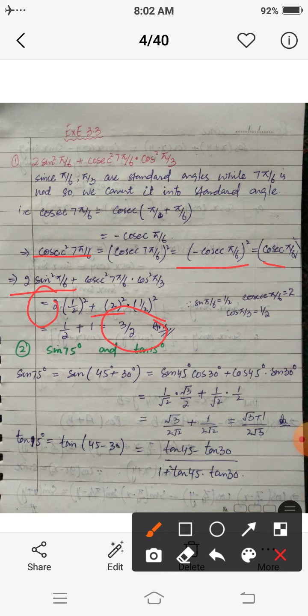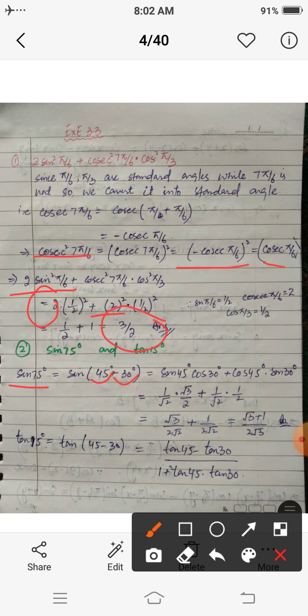Now the second one: we have to find the value of sin 75° and tan 15°. You know that 75° is not a standard angle. We first convert this 75° into standard angles, which are 0°, 30°, 45°, 60°, 90°. So this 75 can be written as 45 + 30.